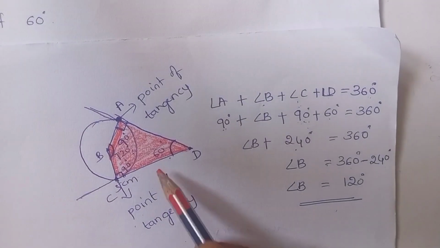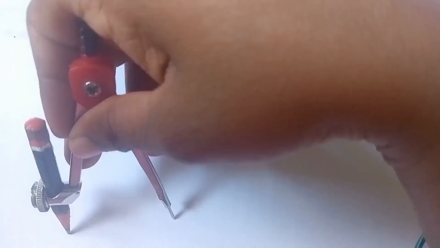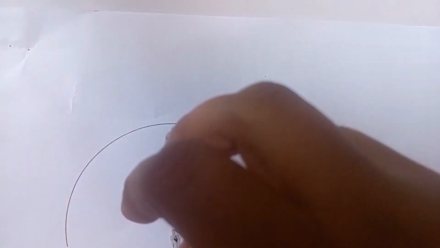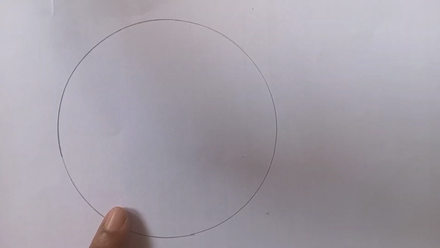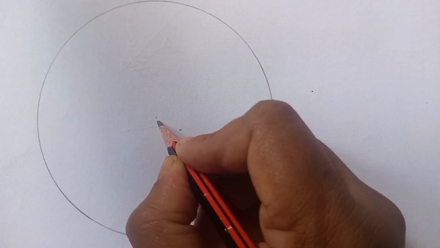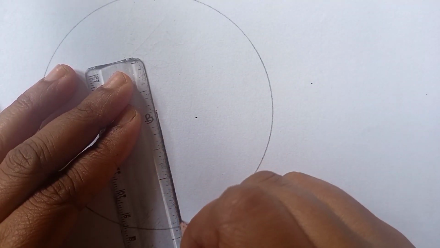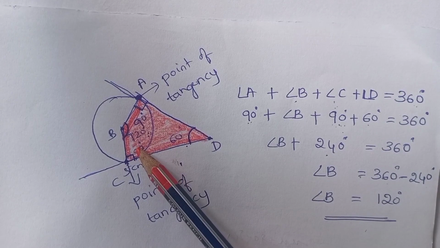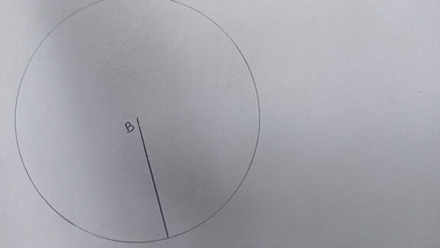Let us do the construction according to this. Mark 5 cm with the help of ruler and compass. You can see that it is 5 cm. It is a circle of radius 5 cm. Now let us name this center point as B. Draw a radius to the circle. Now let us mark 120 degree at the point B. To mark 120 degree at the point B, we are following these steps.